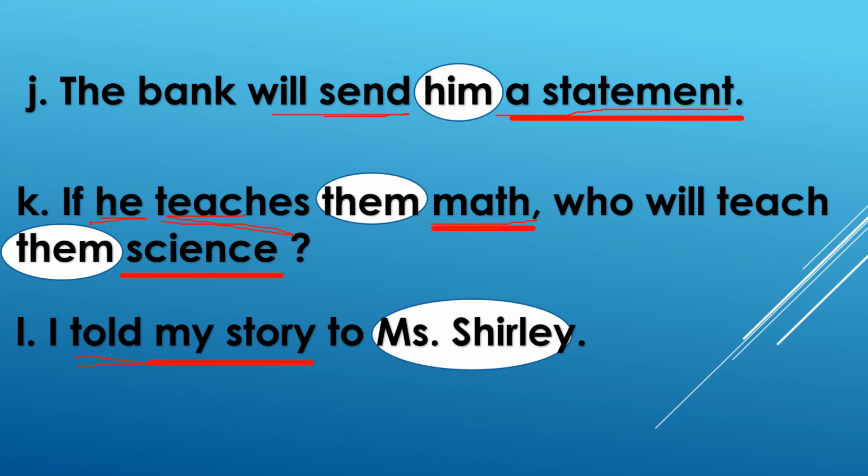So again, a sentence can have a direct object only, but it will not have an indirect object without a direct object.